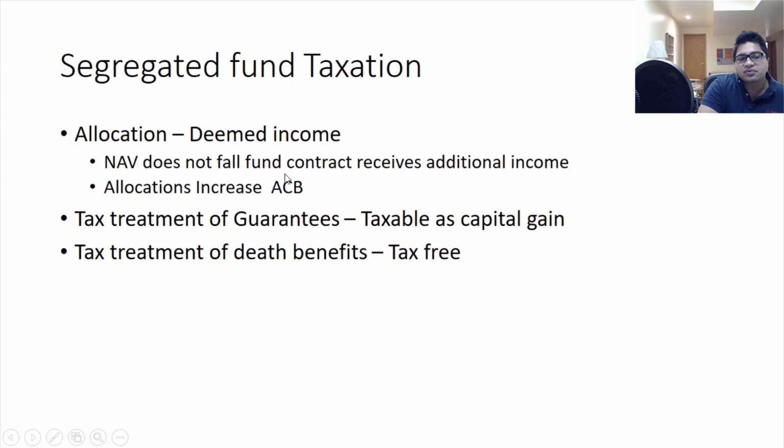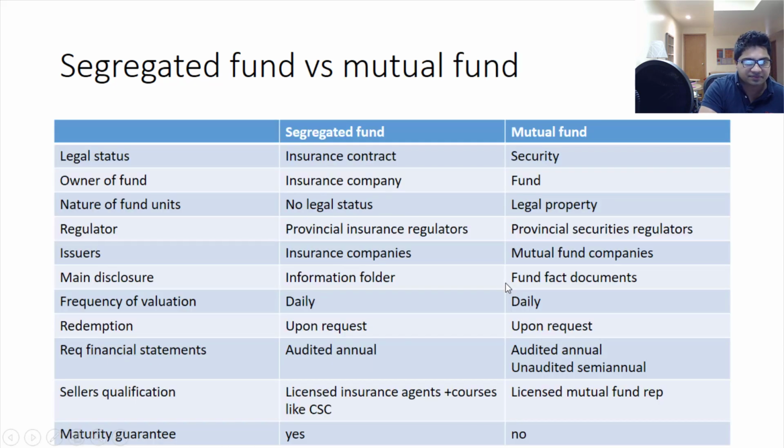NAV does not fall. An important thing, in both mutual funds and ETFs, whenever distributions are made, NAV generally falls. But in the case of segregated funds, NAV does not fall. So the fund contract receives additional income. And generally whatever allocations you get, like dividend, capital gains or interest, they increase the adjusted cost basis of the fund. Tax treatment of guarantees: they are taxable as capital gain, and the tax treatment of death benefits is tax free.